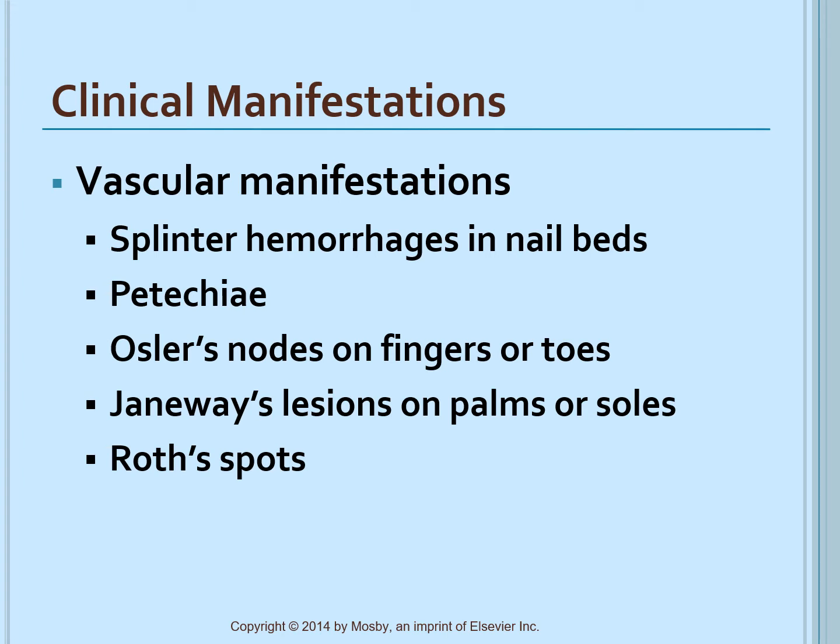Then we have these Osler's nodes, Janeway lesions, and Roth spots. Osler's nodes are these very painful, tender, pea-sized lesions that can be found on the fingertips or toes. And again, that's due to those microemboli pieces. Janeway lesions are flat, painless, small little red spots that occur on the palms or soles of the feet. And then Roth spots can only be seen with an eye exam by an ophthalmologist.